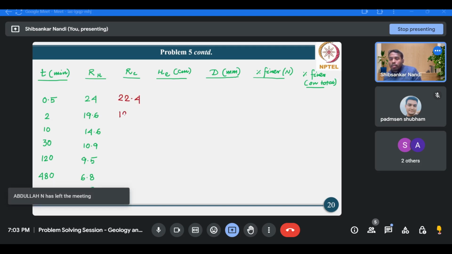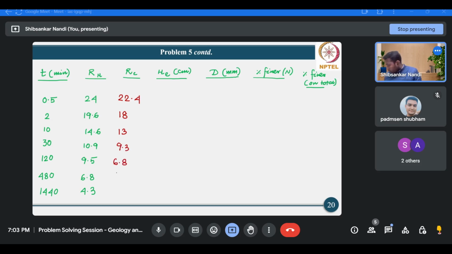Then 18. Then 13. Then 9.3. Then 6.8. Then 7.9. Then 5.2, and then 2.7. In this way we have got the corrected hydrometer readings.